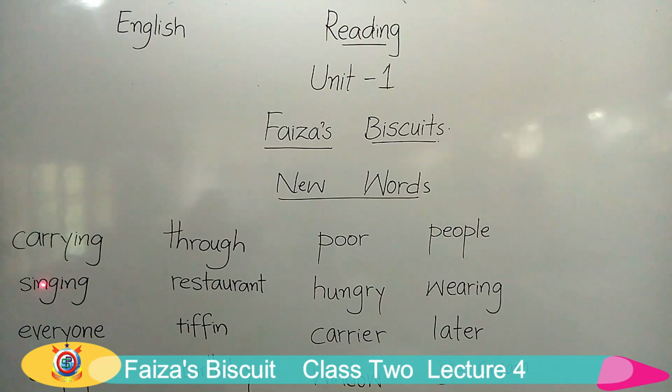The next word is singing, singing. And now it is restaurant. Here you can see that I am not reading this A and U. I am just ignoring them because they are silent. Restaurant, restaurant.